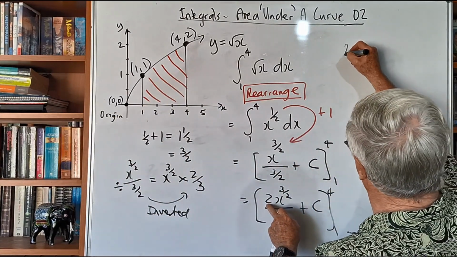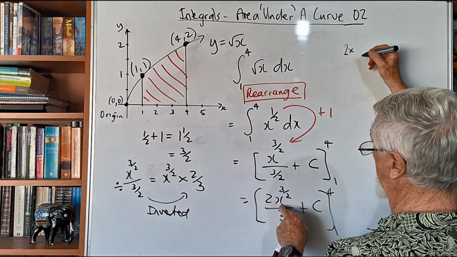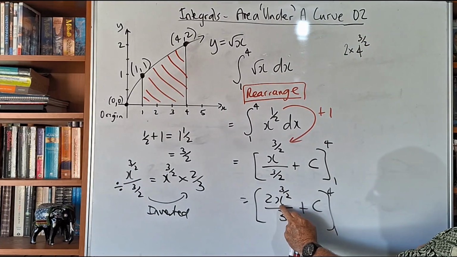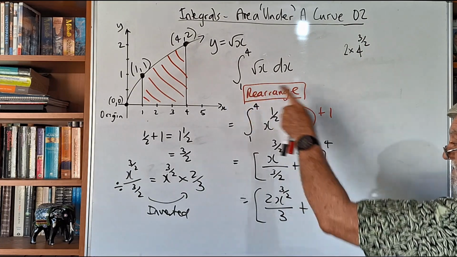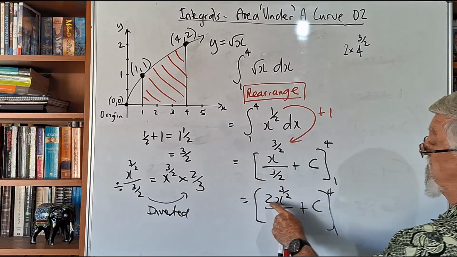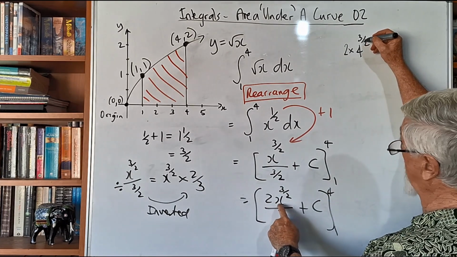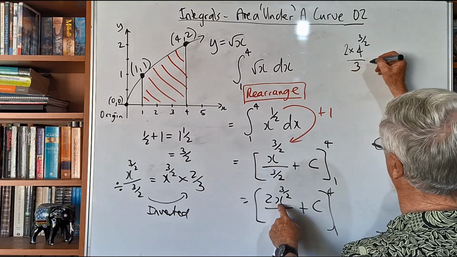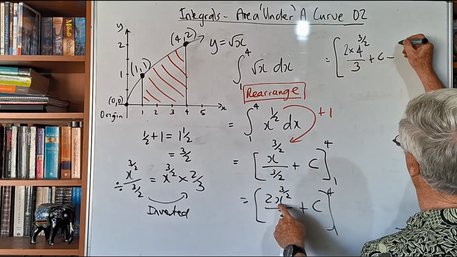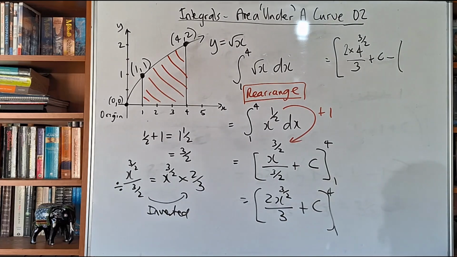We're going to have 2 times 4 to the power of 3 on 2, and that's where people really come unstuck. So it's not about the integration, it's not about the area under the curve, it's the calculations in here. So 2 times 4 to the power of 3 on 2 over 3 plus c. We're going to subtract, and I could put brackets around all of that. What do we do now?